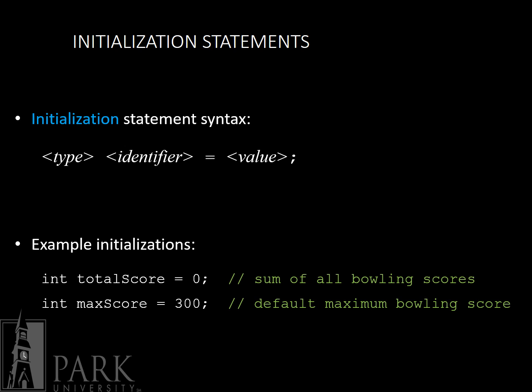You can see here we are declaring the total score variable and assigning it the value of 0. Same thing, we are declaring the max score integer and assigning it the value of 300. So when you combine a declaration and an assignment, that gives you an initialization.